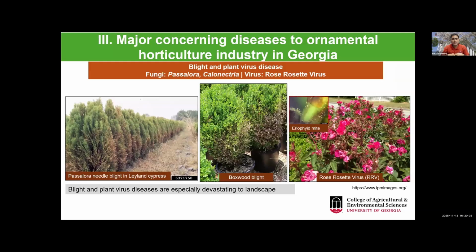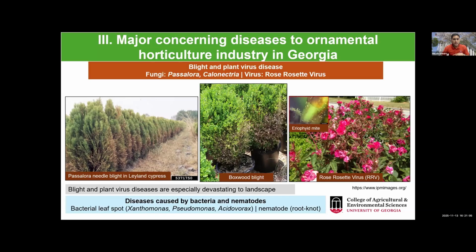The next category I have here is blight and plant virus diseases. On your far left, you can see Passalora needle blight in Leland cypress. That's a big problem here in Georgia and in the South. In the middle panel, you can see boxwood blight, which is caused by Calonectria. I'll talk more about this disease later on because this is something I'm interested in working on. On your right, you can see plant viruses, for example, rose rosette virus. So blight and plant viruses are devastating our landscape plants.